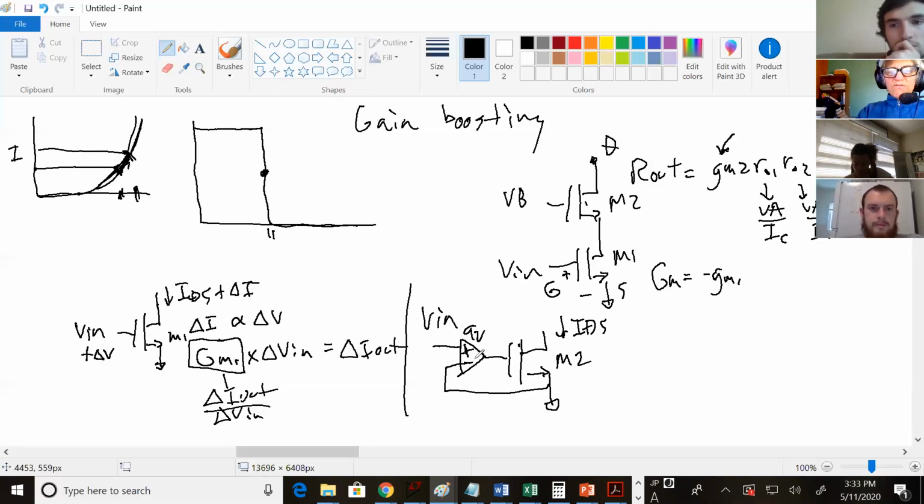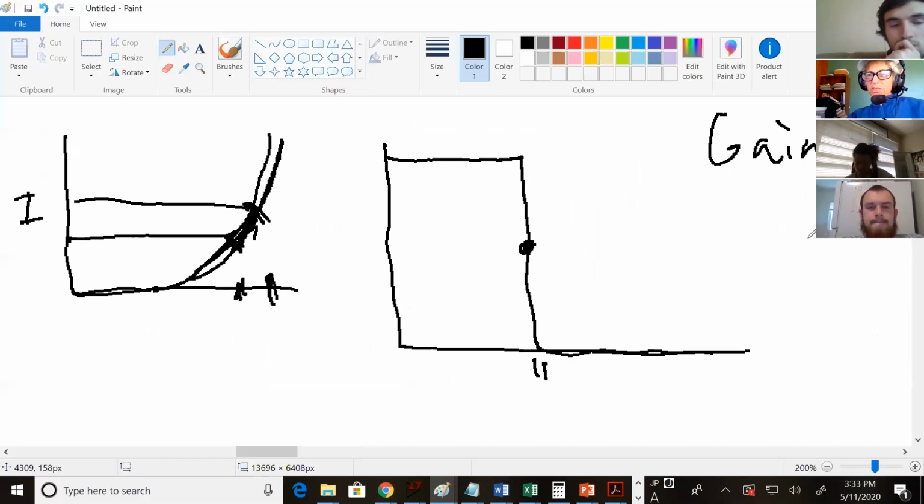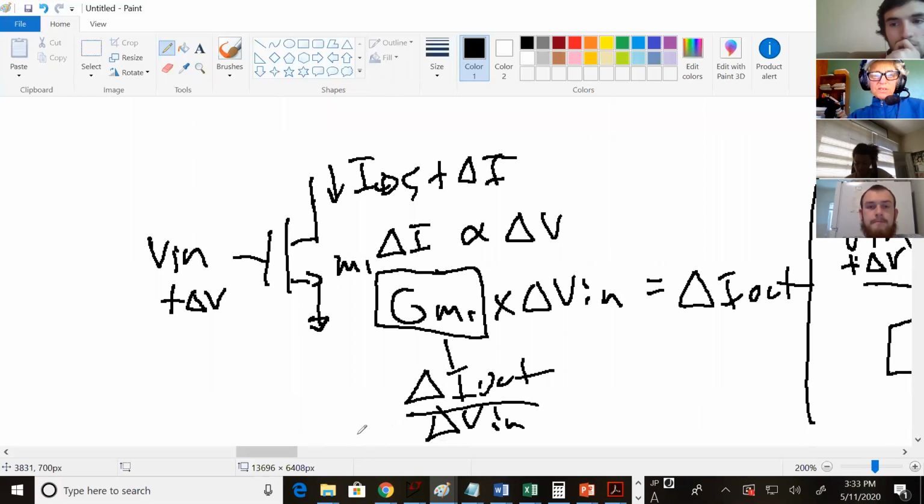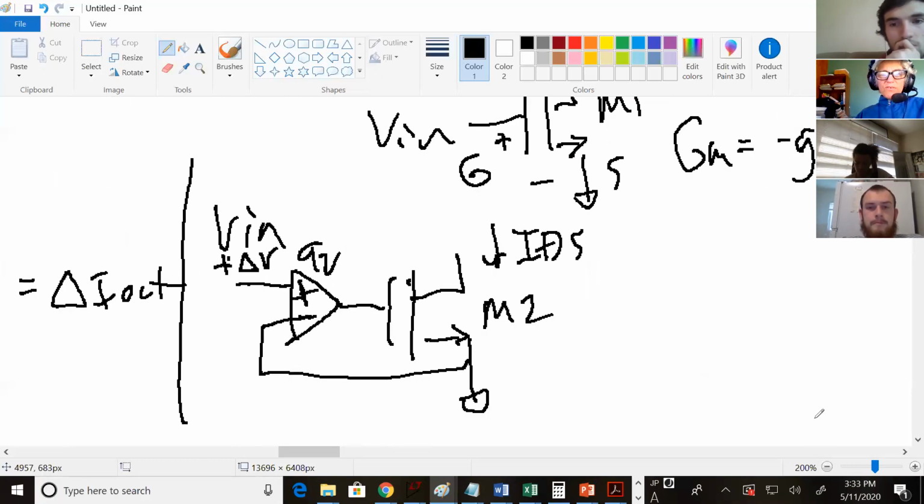Right? So V in, if V in moves delta V, I'll make this a little bit bigger. Whoop, that's a lot bigger. If V in moves delta V, how much does this node move? And assume delta V is really small, so it's still in that nice linear region there. How much does that node move? Delta V times AV. Exactly. So this moves AV delta V.